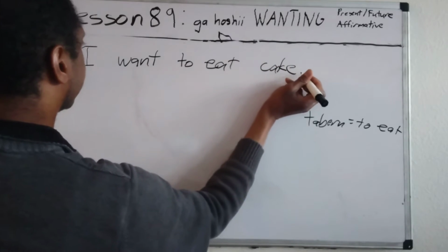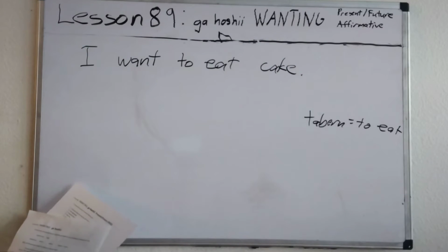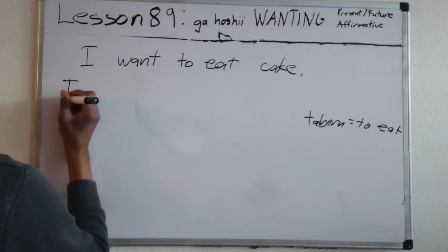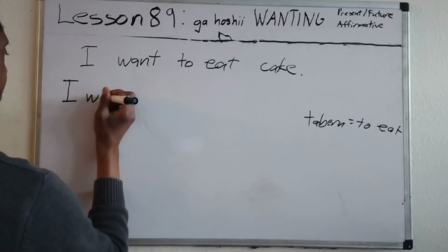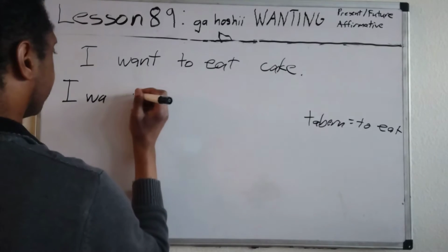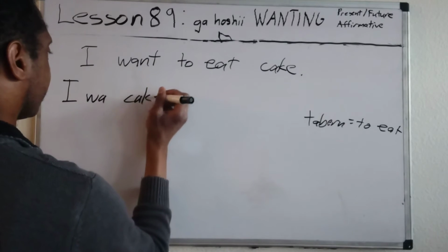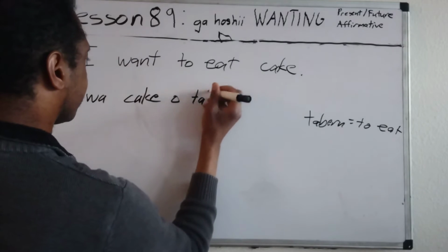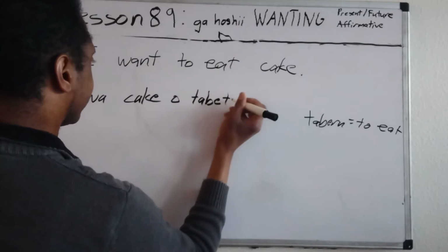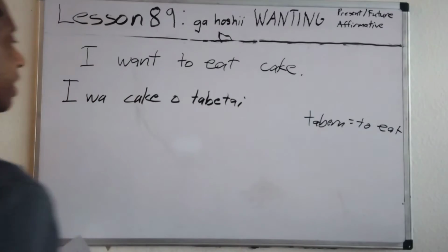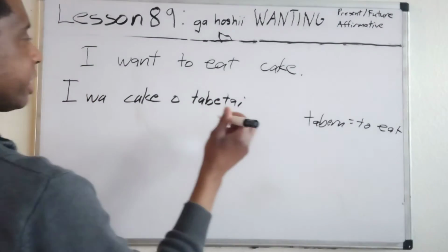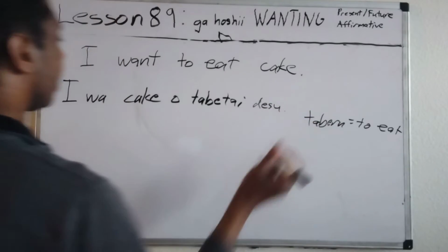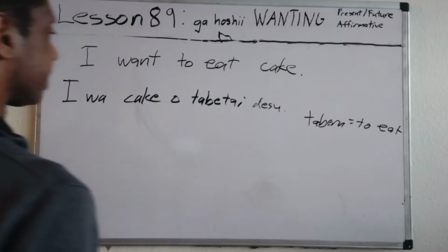Okay, I want to eat cake. To say this, we would say, I wa cake o tabetai. Okay, I wa cake o tabetai. You might even throw in des at the end. I wa cake o tabetai des.